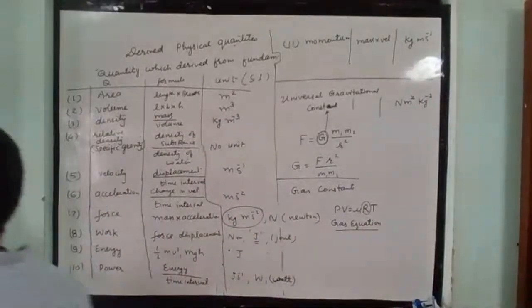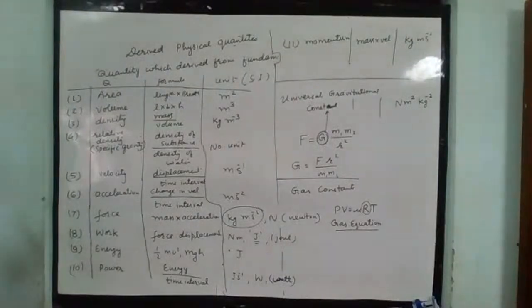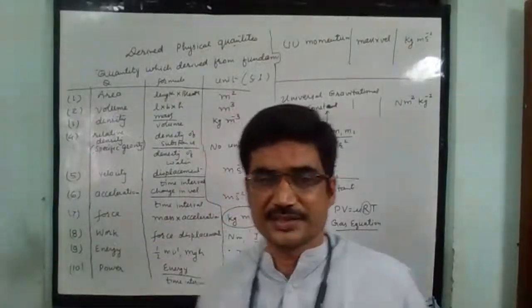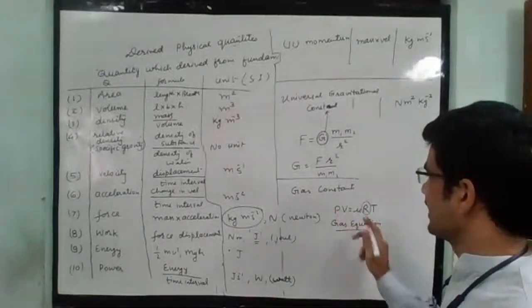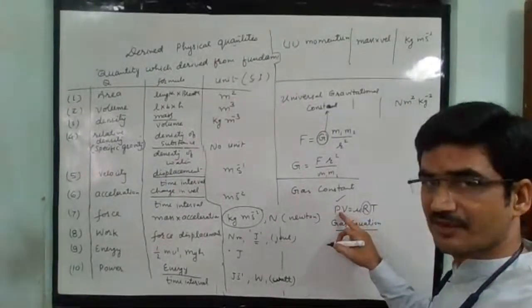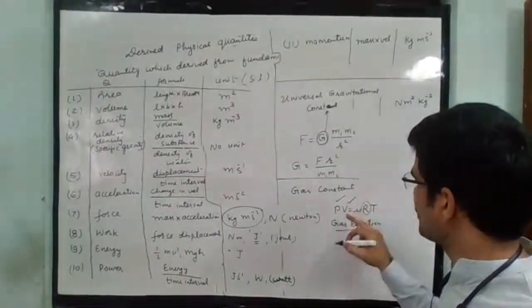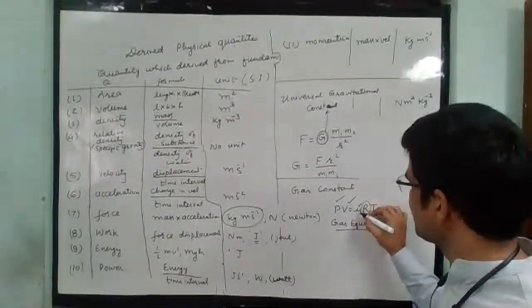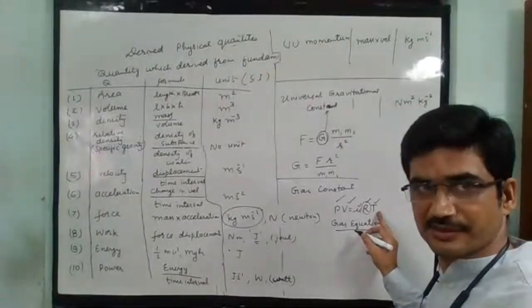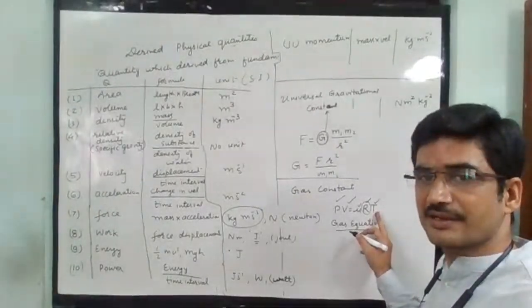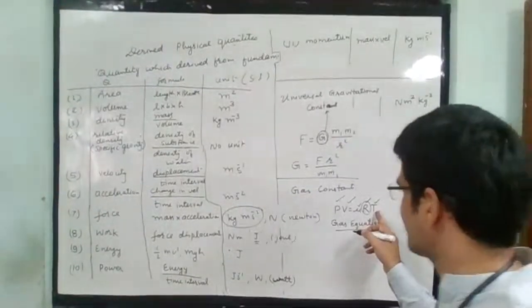So in this gas equation, this is the universal gas equation. In that, P is the pressure, V is the volume, n is the number of moles, R is the gas constant, and T is the temperature, in absolute temperature form.